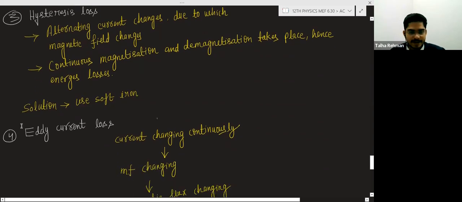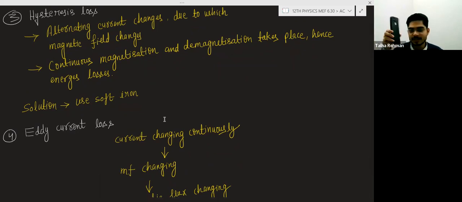Now, eddy current losses. Eddy current earlier was in your syllabus of electromagnetic induction, now removed. So I am telling what eddy current is. Eddy current is a result of electromagnetic induction, whenever there is a change in the magnetic flux linked with a bulk piece of material. Suppose this is a piece of steel, and magnetic flux is changing. Then eddy current will be produced in this bulk piece. This is not a coil, this is a bulk piece of something.